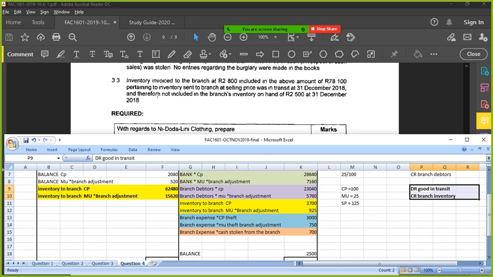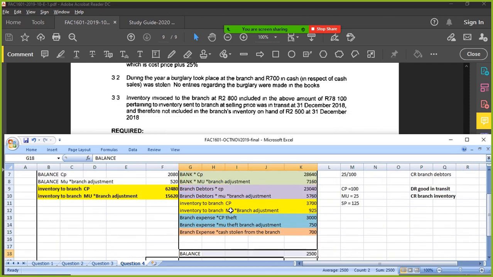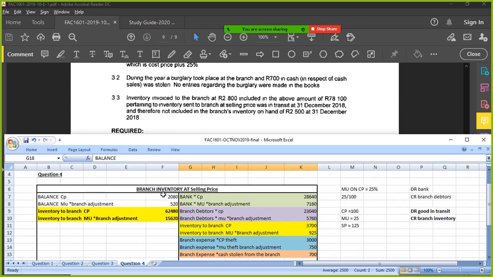Selling price of transit, and therefore not including the branch's inventory on hand of 2,500. 2,500 was that closing stock. Yes. Okay. So basically, they're telling you that they sent an amount of goods to the business. They're telling you that they've recorded it, but not all of it has arrived. So is it correct to show the full amount? No, it's not. A portion of it is goods in transit.